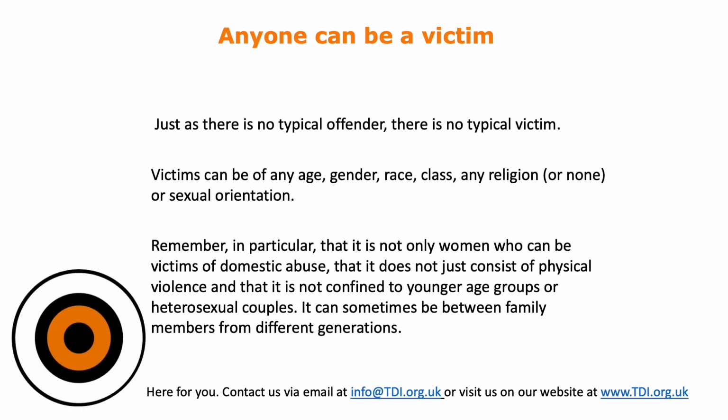Always remember that anyone can be a victim. Just as there is no typical offender, there is no typical victim. Victims can be of any age, gender, race, class, any religion or none, or sexual orientation. Remember in particular that it is not only women who can be victims of domestic abuse, that it does not just consist of physical violence, and that it's not confined to younger age groups or heterosexual couples. It can sometimes be between family members from different generations.